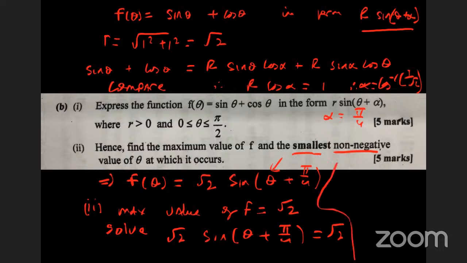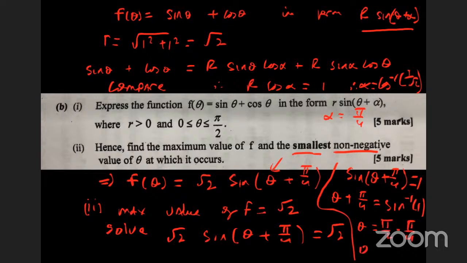But in case you're not seeing that, carry across the root 2, that will cancel. You'll get sine theta plus pi on 4 is 1. Carry across the sine, and you'll get sine inverse 1. Sine inverse 1 is pi on 2. So you'll get theta. The one is smallest, right? So it's pi on 2. And then you find the value the next cycle. But the one is smallest. So theta will be pi on 2 minus pi on 4. And we got the answer to be pi on 4.